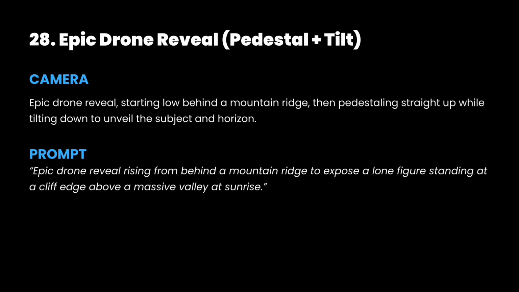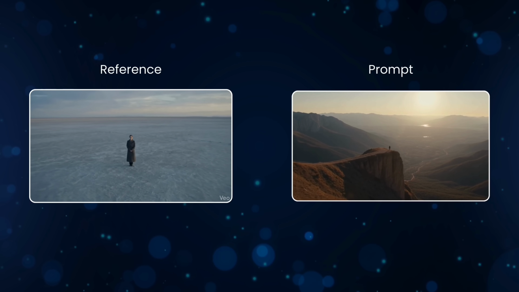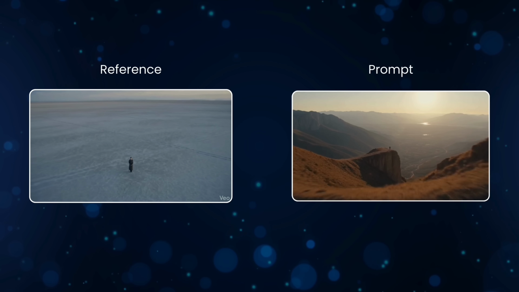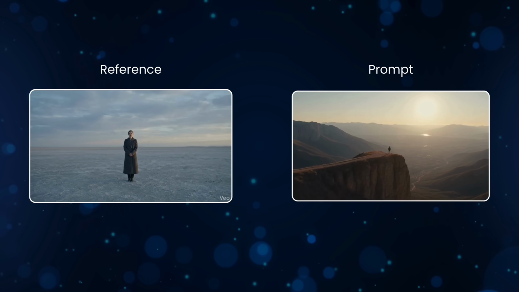Number 28. Epic drone reveal. This rising and tilting camera angle creates a dramatic reveal by controlling what the audience sees and when. It is effective because it builds anticipation and delivers a powerful sense of discovery.